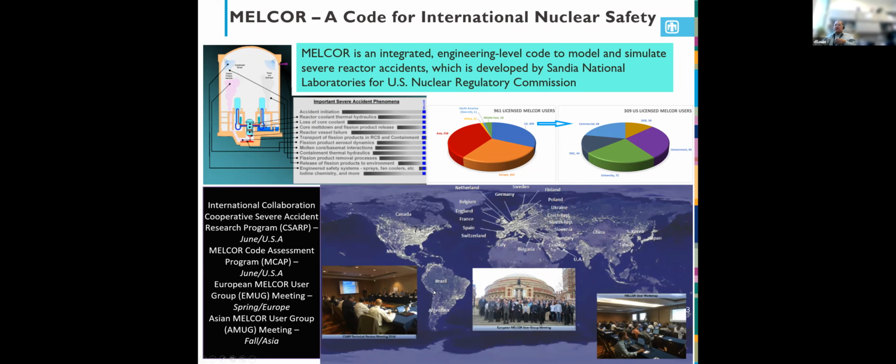He's showing a map here showing that we have users all over the world that use MELCOR, showing some of the countries. Every year we have an international collaboration on severe accidents, CSARP, usually in early summer, in conjunction with the MELCOR Code Assessment Program, MCAP, at the same time. And then in the spring, we also have a European MELCOR user group meeting. And in the fall, usually we have the Asian MELCOR user group meeting, primarily Japan, South Korea, Taiwan, and China, and now including Singapore. Hopefully in the future, we might include India.